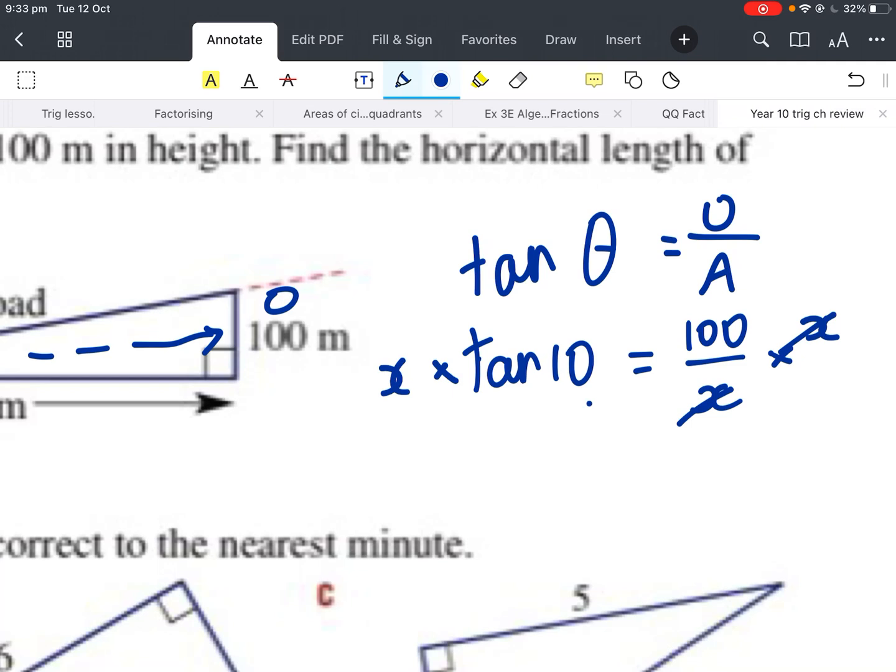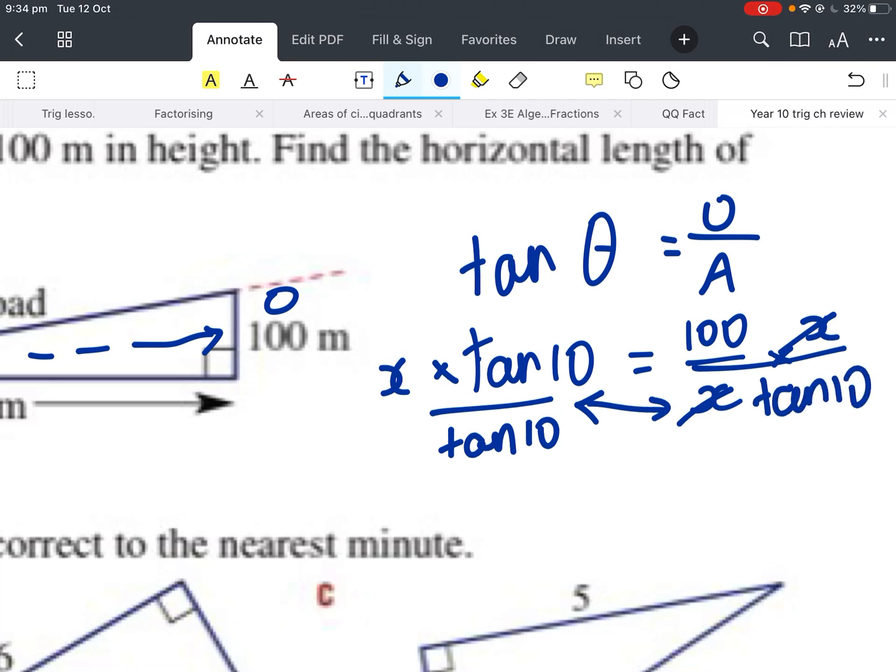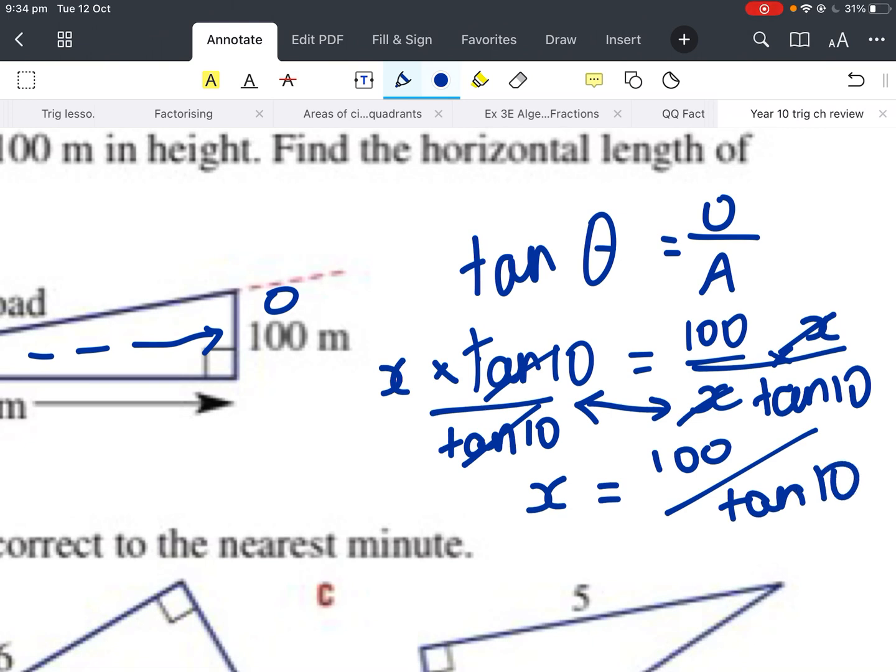What's the short way? Swapping those two. And then we divide both sides by 10. That's the long way, or the mathematics suggested way. And the short way is to just swap the tan and the x.